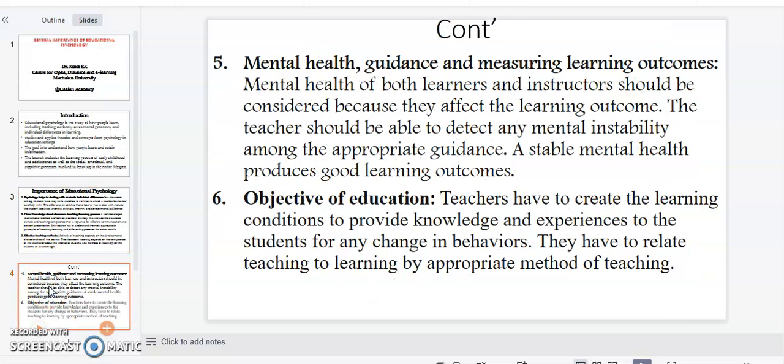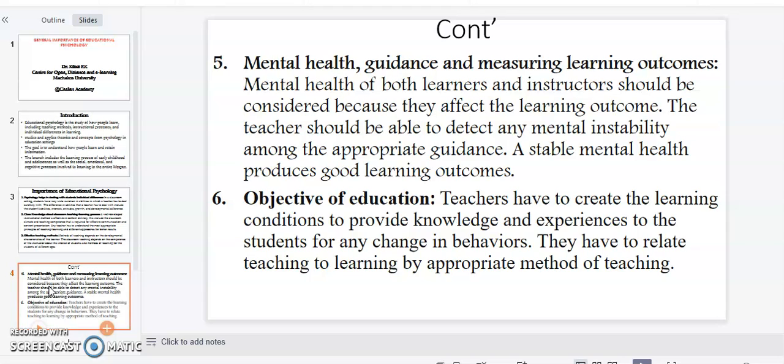Number 5, mental health, guidance, and measuring learning outcomes. The mental health of both learners and instructors should be considered because it affects the learning outcome. The teacher should be able to detect any mental instability and provide appropriate guidance. A stable mental health produces good learning outcomes.